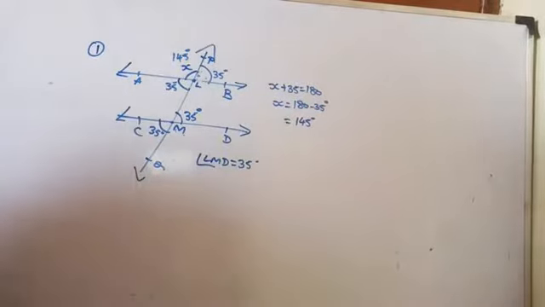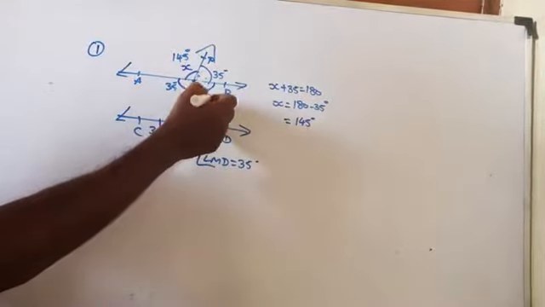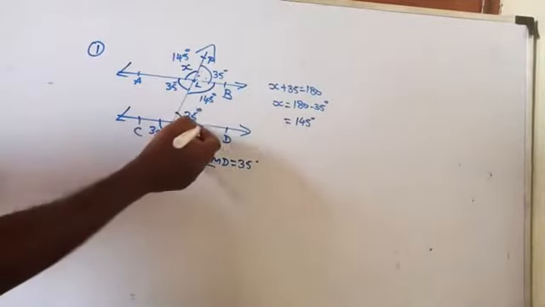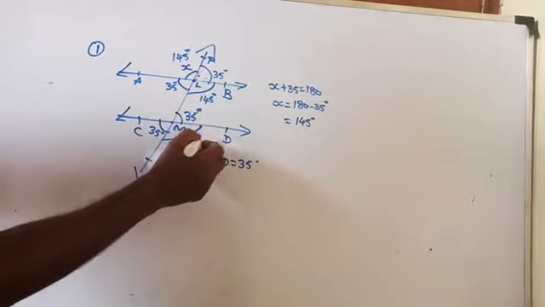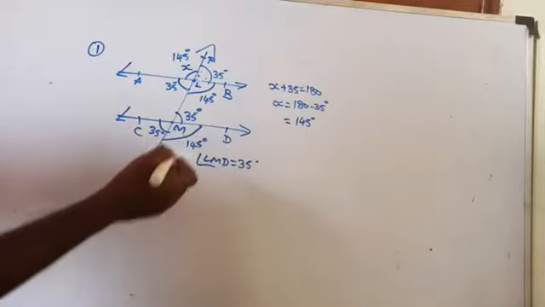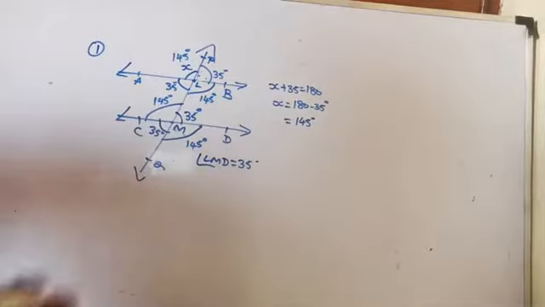Am I right here? If it is 145, then it is also 145 because vertically opposite angles are equal. Can you tell me why? Yes, corresponding angles are equal. Then if it is 145, it is also 145 because vertically opposite angles are equal. Am I right here? Yes. So I'll move to the next question now.